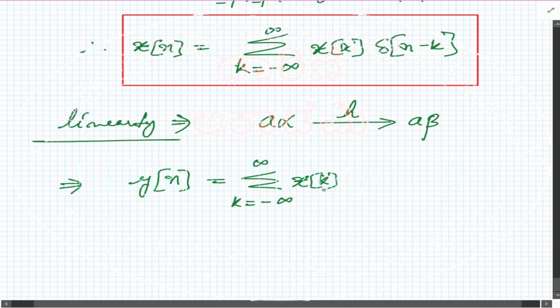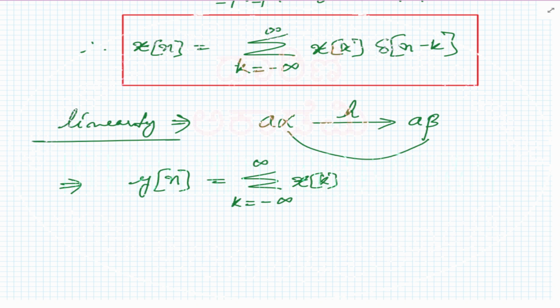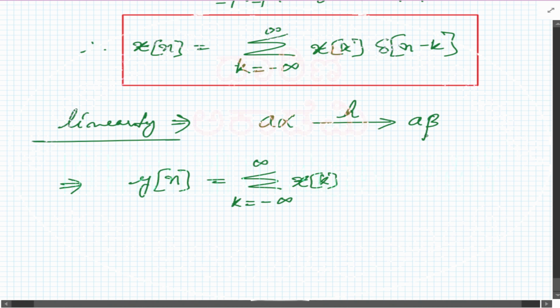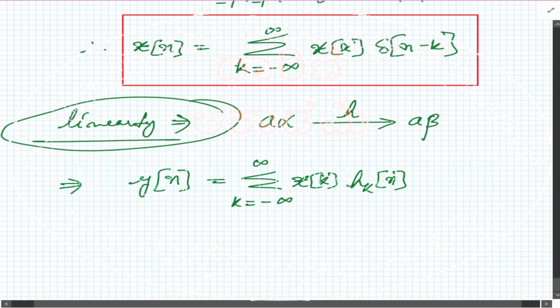Okay, then this delta, see, alpha becomes beta, right? For the time being, I'm not aware of what this beta is, correct? If I give alpha equal to delta of n minus k, what becomes beta, I don't know, right? So for that reason, I'll simply write this as hk of n. Let's see what this is later. So I'm simply applying linearity now, and I'm getting this answer. Let's hold on to this.